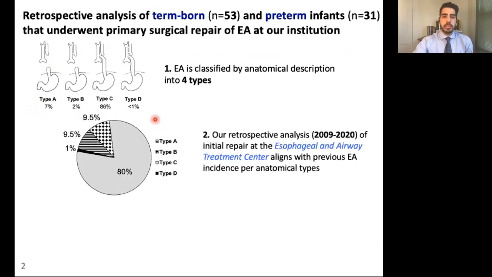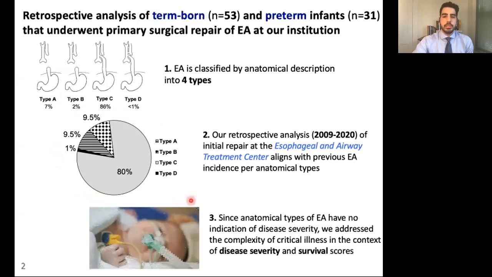Our retrospective analysis from 2009 to 2020 of initial repair at the Esophageal and Airway Treatment Center aligns with previous esophageal atresia incidence per anatomical types, as seen in the pie chart to the left here. Since anatomical types of esophageal atresia have no indication of disease severity, we addressed the complexity of critical illness in the context of disease severity and survival scores.